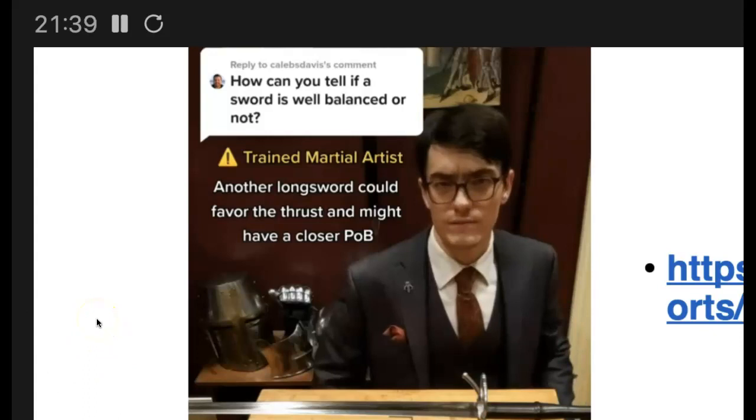So depending on what kind of, how many of you guys have taken the fencing class? You guys seriously need to take that class. It looks like so much fun.